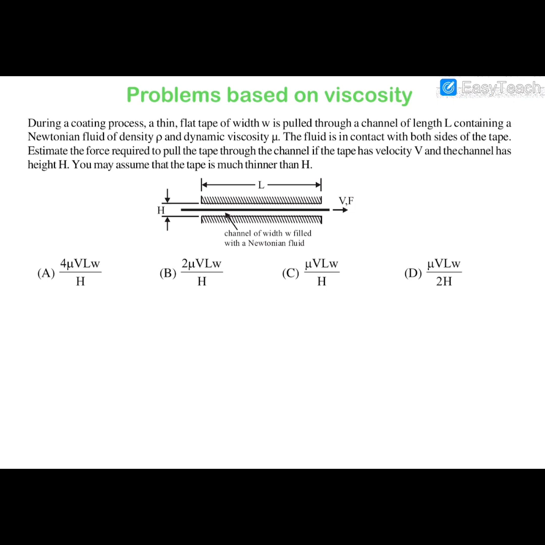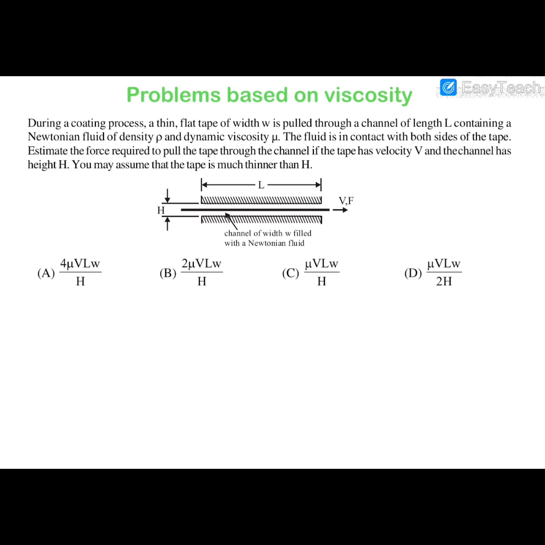In this video, we are going to discuss the problems which are based on viscosity. So in this first question, you can see that during a coating process, a thin flat tape of width W is the width which is measured inside this plane. Okay, and the length L.